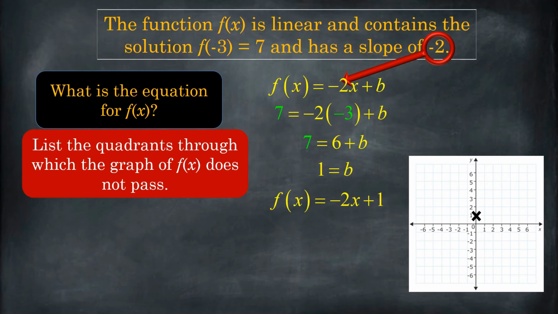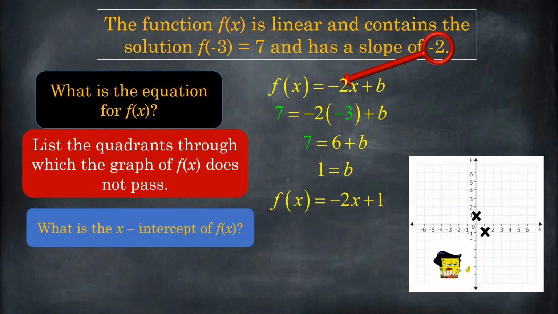But look, the y-intercept is 1, and then the slope is negative 2, so you would go down 2 over 1. So this barely goes through quadrant number 1 right here. It's going to pass right through there. It goes through quadrant 2 quite a bit, and quadrant 4. It doesn't pass through quadrant 3 at all. So list the quadrants through which the graph does not pass. The answer would just be 3.